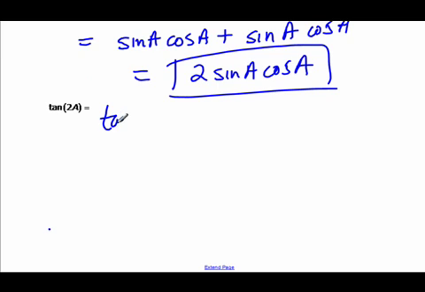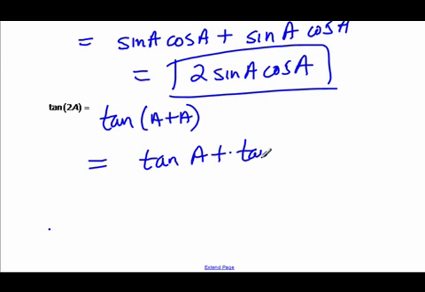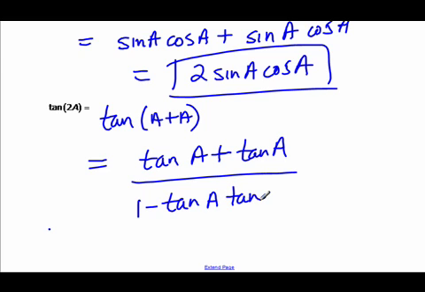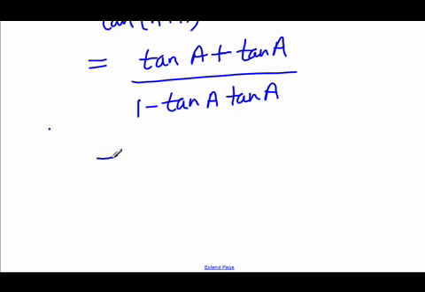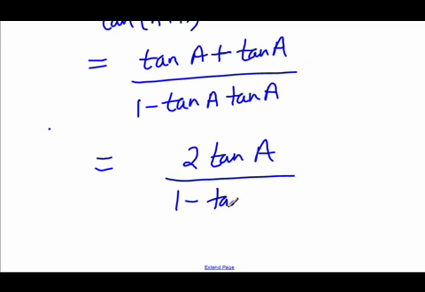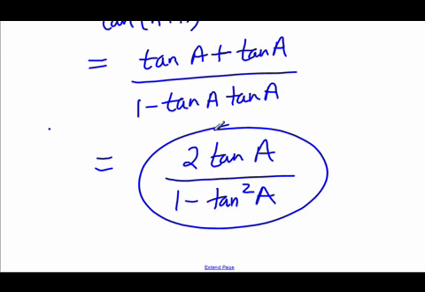Let's think of this as being the tangent of a plus a, and then using the tangent of a sum formula that we derived last week. The numerator is tangent a plus tangent a. Denominator is 1 minus tangent a times tangent a. And this becomes 2 tangent a over 1 minus tangent squared a. So there's your formula for the tangent of a double angle.